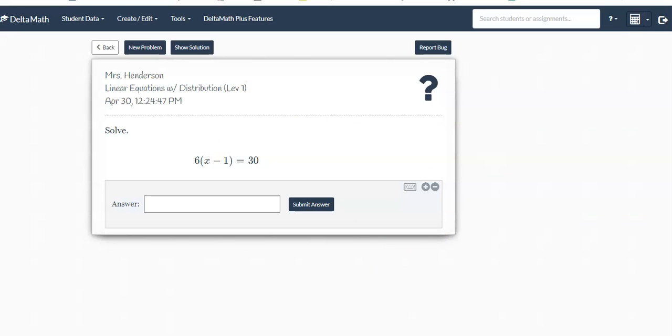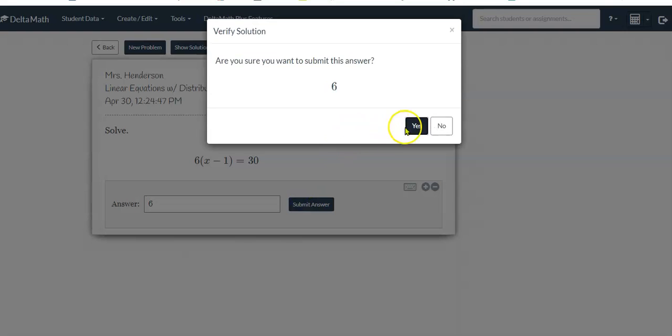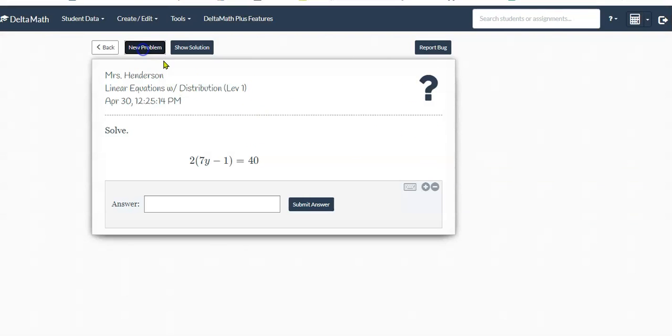This is some old stuff. You really shouldn't have any trouble with this. All right, let's try one more. Again, distribute. 2 times 7y is 14y. 2 times minus 1 is minus 2. And the answer stays the same.